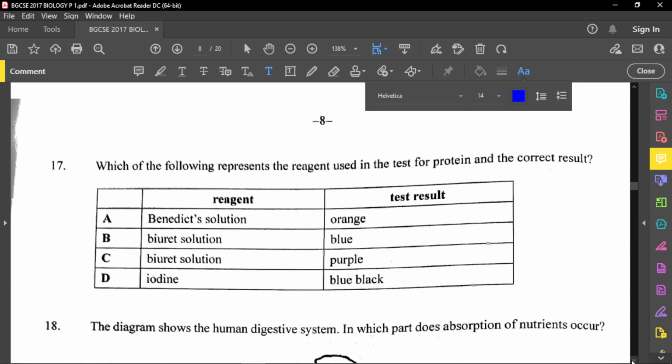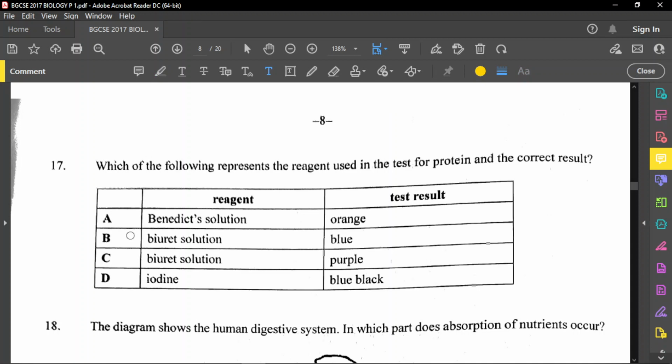17. Which of the following represents the reagent used in the test for protein and the correct result? And I said the correct result, which actually means the positive result. That's what they're talking about. Correct result means positive result. So we know that we use Biuret. So A and D cannot be correct because Benedict's is used to test for sugar, and it said we're testing for protein. If it was sugar, then A would be correct because Benedict's turns orange, red, or brown when it tests positive for sugar. So it must be one of the Biuret.